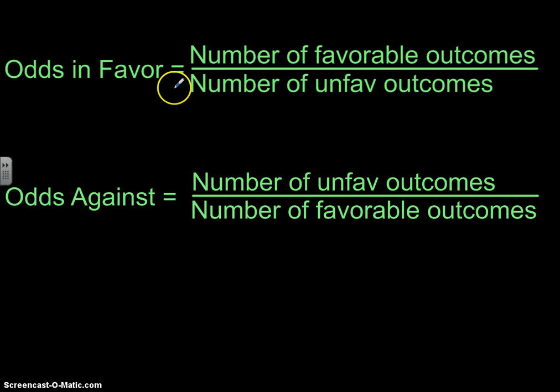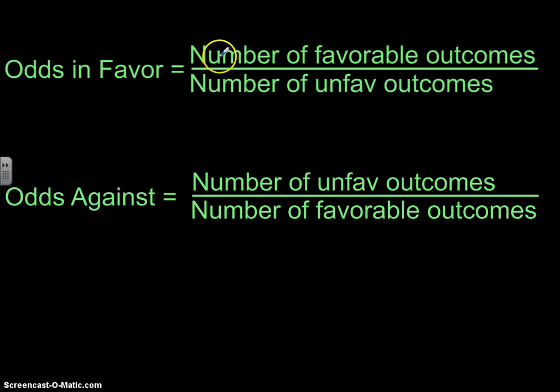Now let's talk about odds. Odds in favor. That is a formula: favorable outcomes divided by unfavorable outcomes. That differs from probability because in probability, the bottom number is total outcomes. This is unfavorable. Odds against just flips this and puts the number of unfavorable outcomes on top and the number of favorable outcomes on bottom.